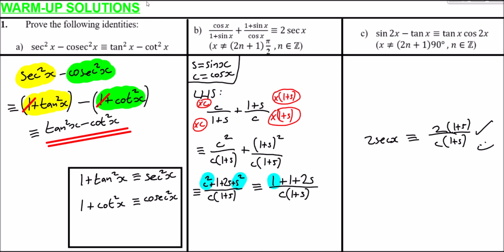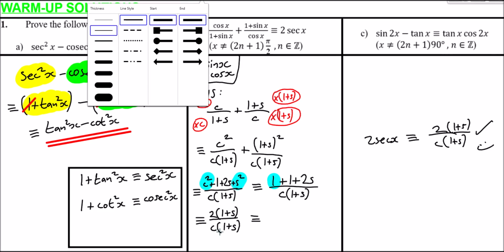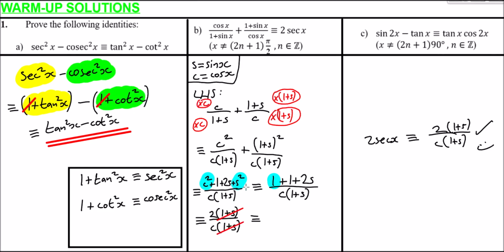So then, of course, that's just obviously 2 plus 2s. So I can factorise out the 2 to get 1 plus s. On the bottom, cosine multiplied by 1 plus s. And then, obviously, we can hopefully now see that the 1 plus s on the bottom will cancel with 1 plus s on the top. So I'm just going to have 2 over c, where c, of course, is cosine x. So just return to what we defined it as.